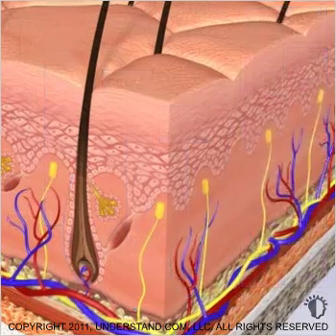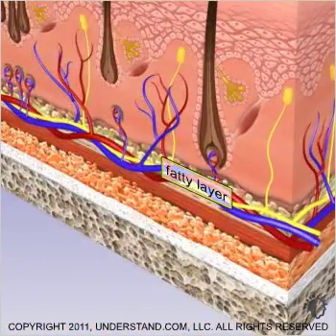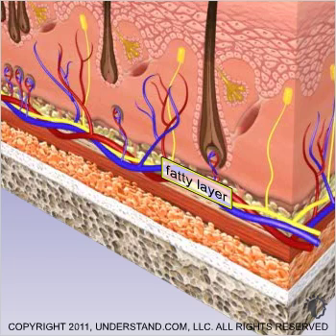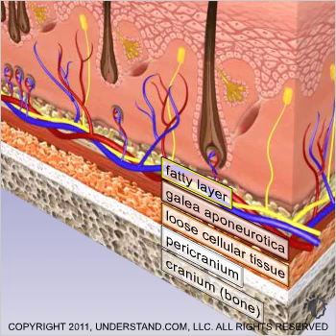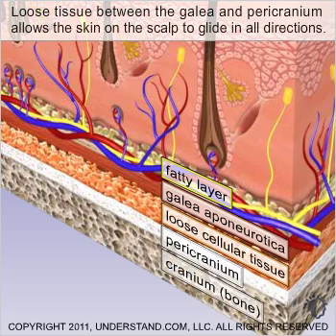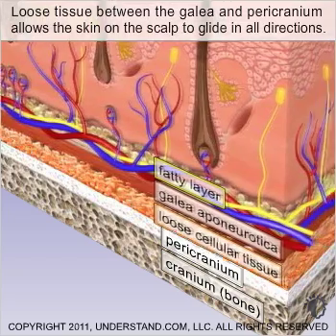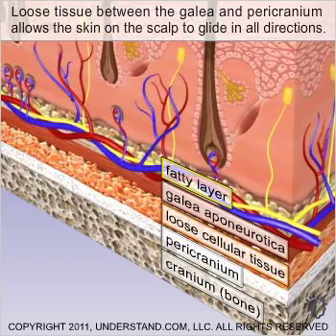Unlike other skin, a fatty layer beneath the dermis in the scalp attaches to a fibrous tissue called the galea aponeurotica. A layer of loose cellular tissue separates the galea from a membrane of tissue that lines the outer surface of the skull, called the pericranium. The loose tissue between the galea and pericranium allows the skin on the scalp to glide in all directions. Many people can feel the gliding motion by pushing and pulling on the scalp with the fingers.